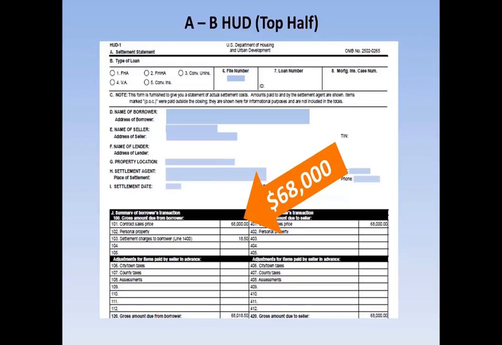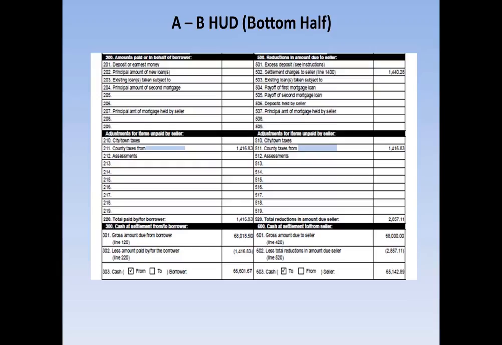The first property, we're going to be looking first at the top half of the HUD. Purchase price is the A to B, top half of the HUD. Purchase price $68,000. Closing expenses only $1,850. On the HUD statement, left side's the buy side, right side is the seller side. Here's the bottom half of the HUD. You'll notice there's no earnest money deposit.